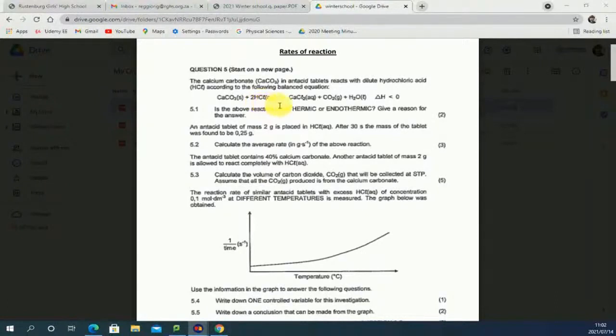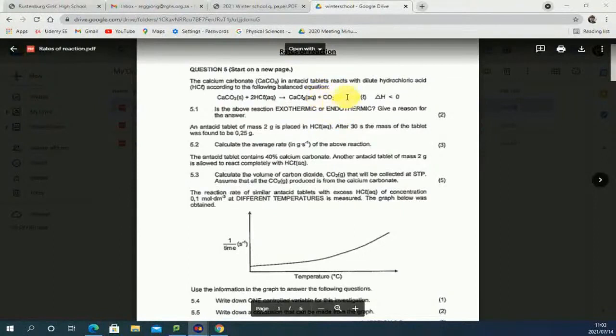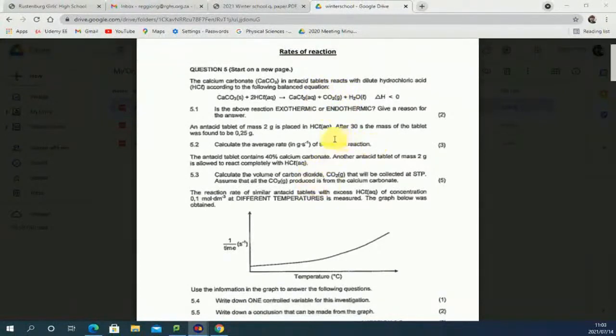Two of those reactions end up in gas formation. The one is an acid plus a metal, which gives us hydrogen gas. The acid plus a metal carbonate gives us carbon dioxide gas. Those 2 reactions are very, very important for rates of reactions, because quite often we measure the amount of gas formed, in this case carbon dioxide. I don't know if this relates to that, but let's see.